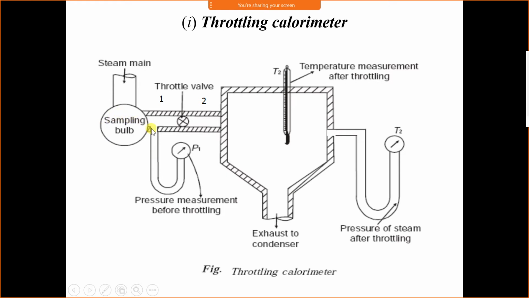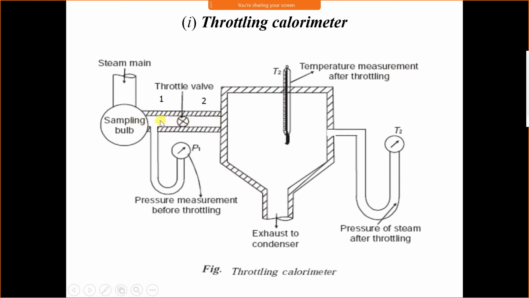Here, first of all, the pressure of the wet steam is measured. Now, on the basis of pressure, from the steam table, we will calculate the enthalpy. Then this wet steam is allowed to pass through the throttle valve.